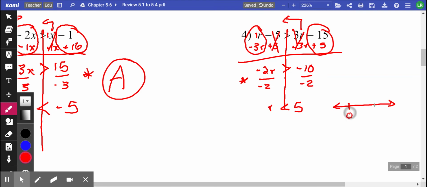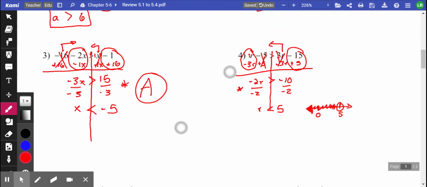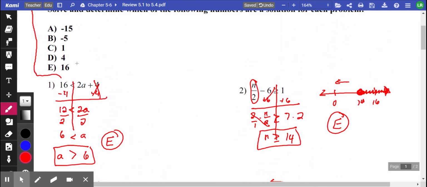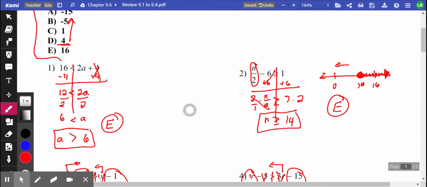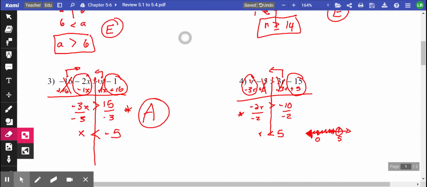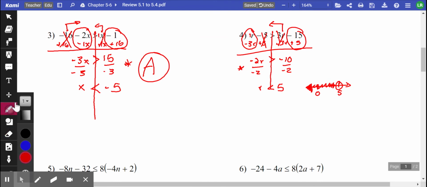Okay, so just to give us an idea with the number line, this would be 0. This would be 5. This would be an open dot on 5, shaded to the left. Those are the ones that are my solutions. So when I look back, ones that are less than 5, 5 is right in here. It'd be all of these, A, B, C, and D. All of those are answers.